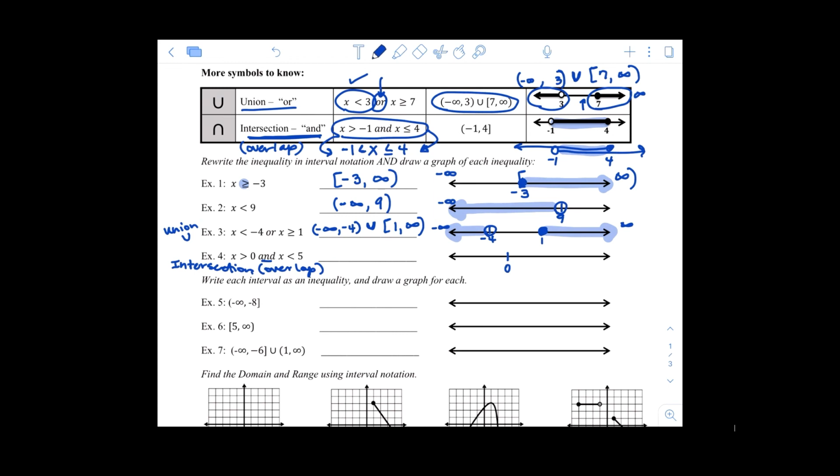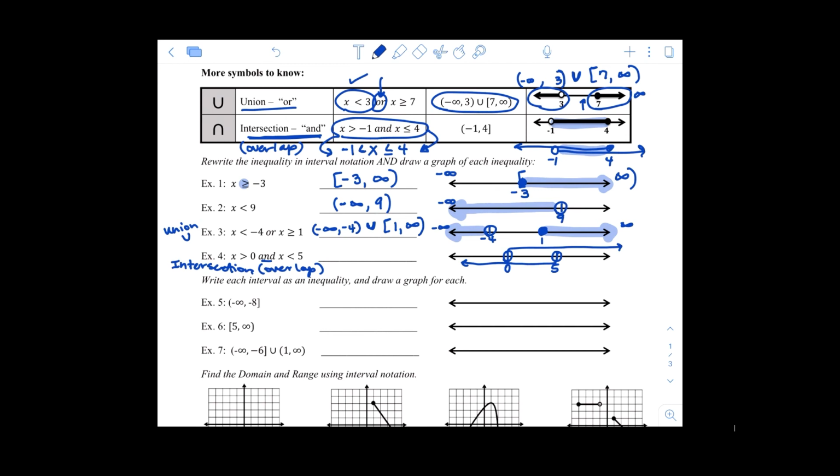If here's 0 on the number line, everything greater than, now not equal to, so I have an open circle, would be everything shaded to the right forever. If X is less than 5, here at positive 5, I also would have an open circle, but this time everything shaded would be to the left forever, because it's everything less than 5.